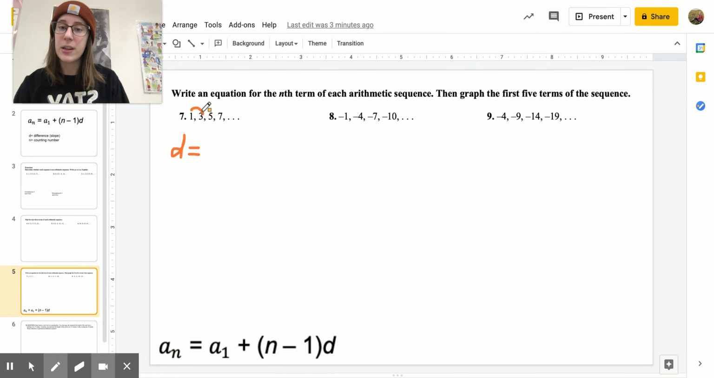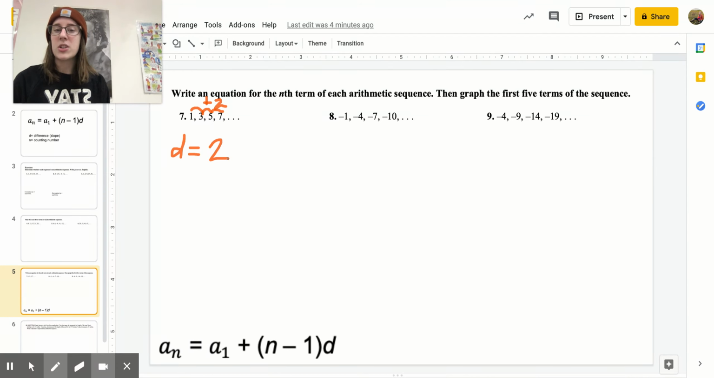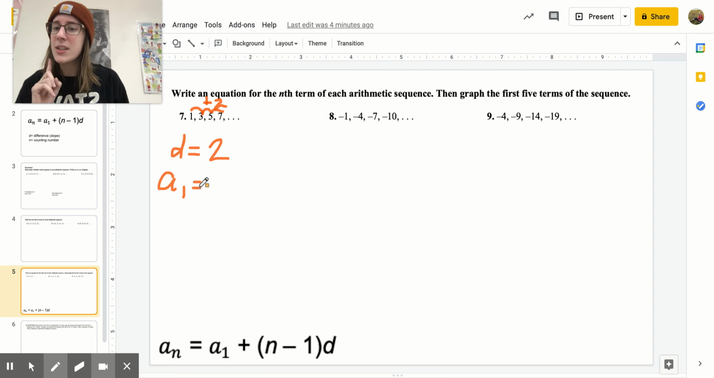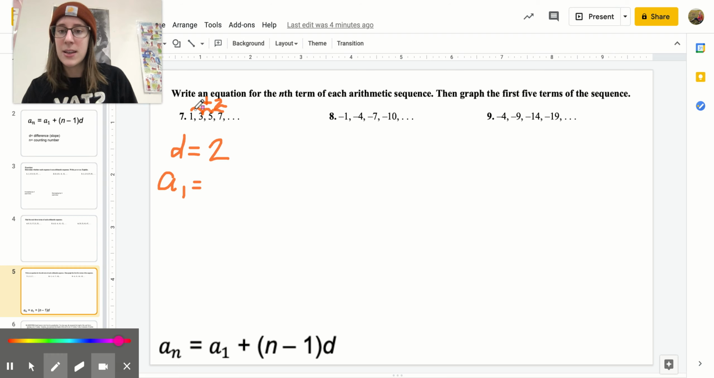To get from 1 to 3, 3 to 5, 5 to 7, it looks like we're adding 2 each time. So your d value is 2. That's your slope. So it says to write the equation for the nth term. So that means if we plug in any n, what is it going to be? So the first thing you need to do is identify what your d value is. That's your slope. I also want to know what my a sub 1 is. A sub 1 is talking about what is the first number in your given sequence. The first number that I see in my given sequence is 1. So my a sub 1 is going to equal 1.